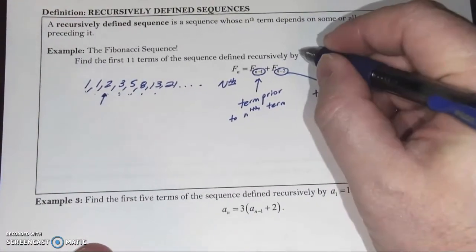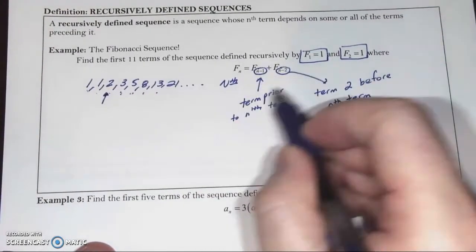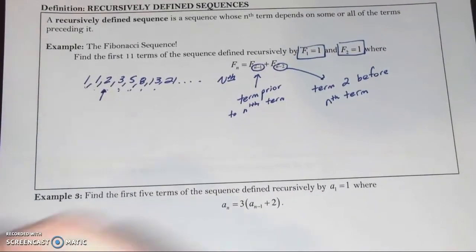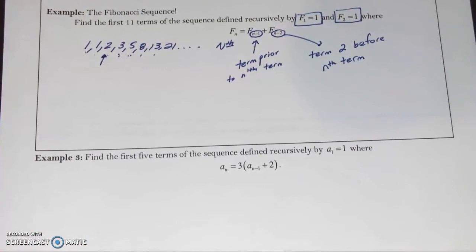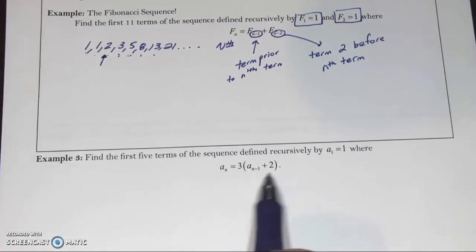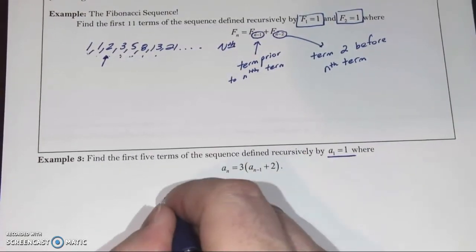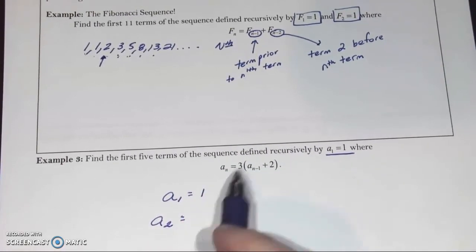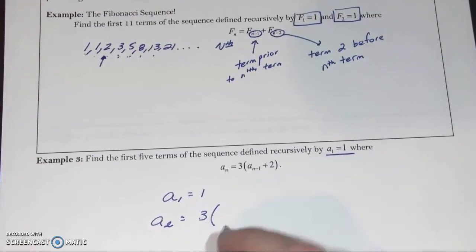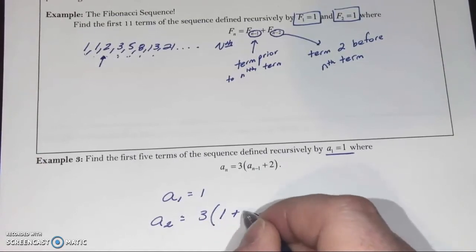I have to give you maybe the first term, or maybe the first and second term, for you to use this sequence at all. All right, so let's check out example 3, and then we'll call it a day for part 1 here. Find the first 5 terms of the sequence defined recursively by this recursive formula, and we told you that the first term is 1. All right, well then the second term is going to be 3 times the term before that one, so that's where the 1 comes into play, plus 2.